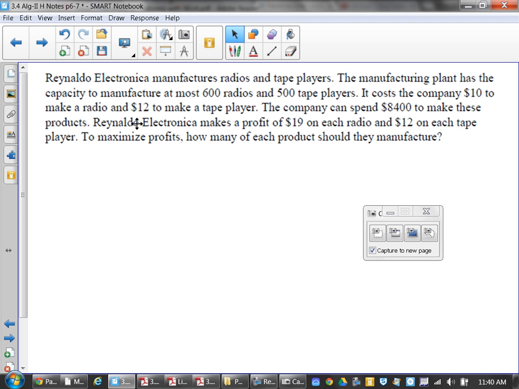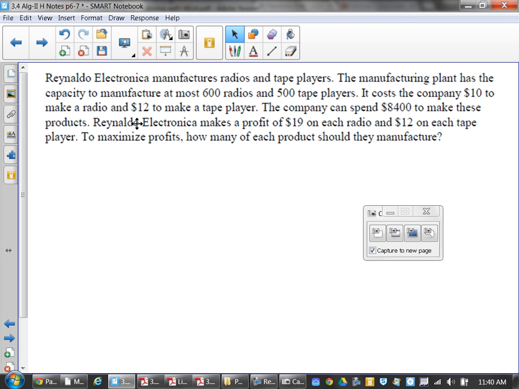The manufacturing plant has the capacity to make at most 600 radios and 500 tape decks. It costs the company $10 to make a radio and $12 to make a tape player. The company can spend $8,400 to make the products.